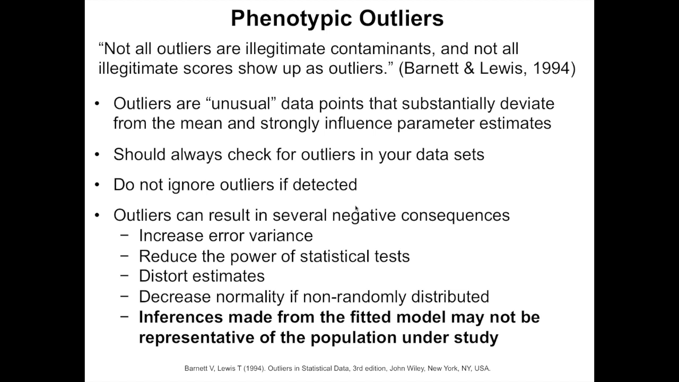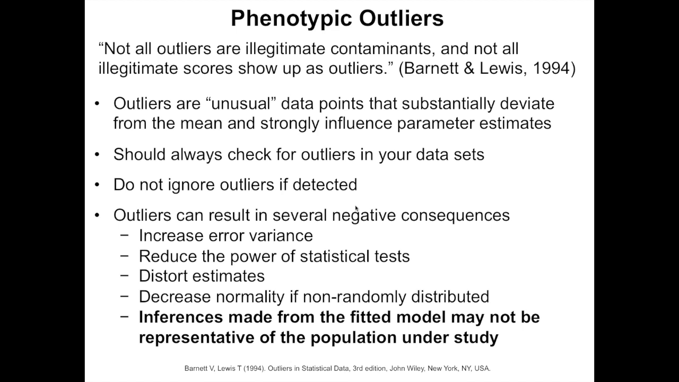I really like this quote from Barnett and Lewis: not all outliers are illegitimate contaminants, and not all illegitimate scores show up as outliers. The main point I'd like to convey from this is that outliers are unusual data points that substantially deviate from the mean and strongly influence parameter estimates. You should always check for outliers in your data sets.